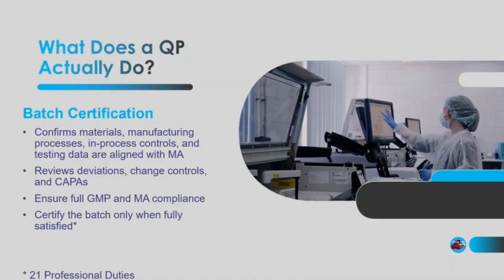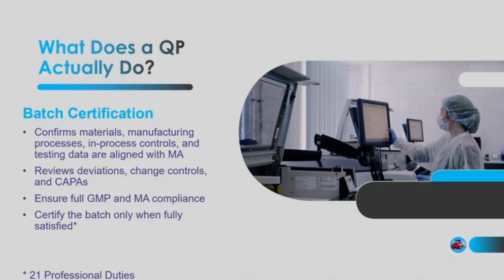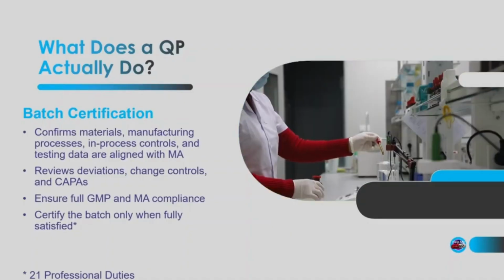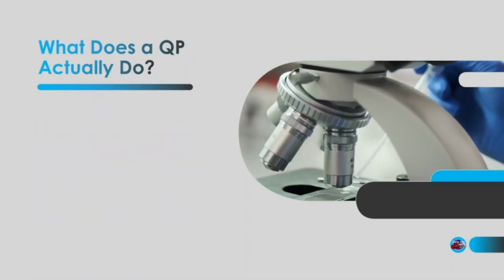Only after we're 100% satisfied will a QP certify a batch, usually with a dated signature or an electronic release, or sometimes signing in a physical register. Now you might be thinking, how long does that take? Honestly, it depends. Some batches can be straightforward. Others can take days of investigations and risk assessments, especially if there's been a deviation.